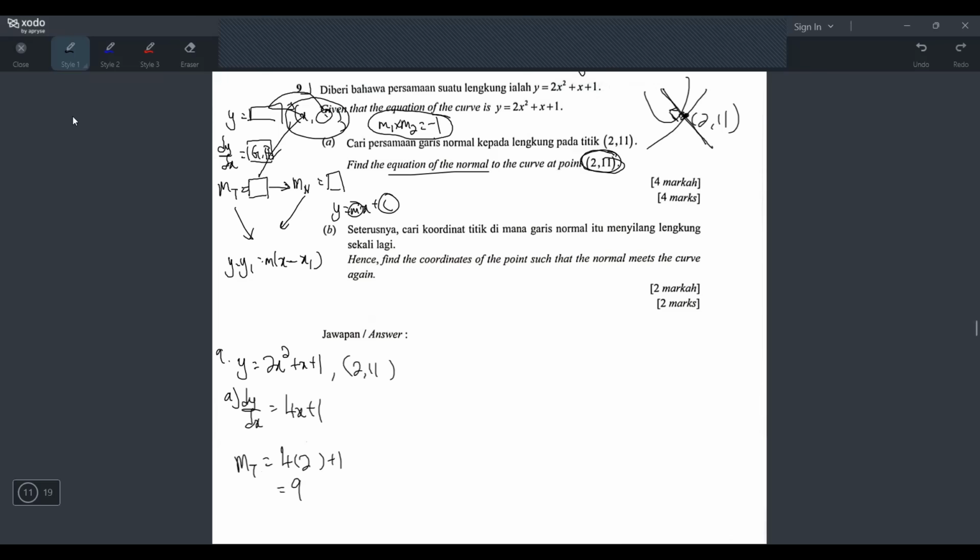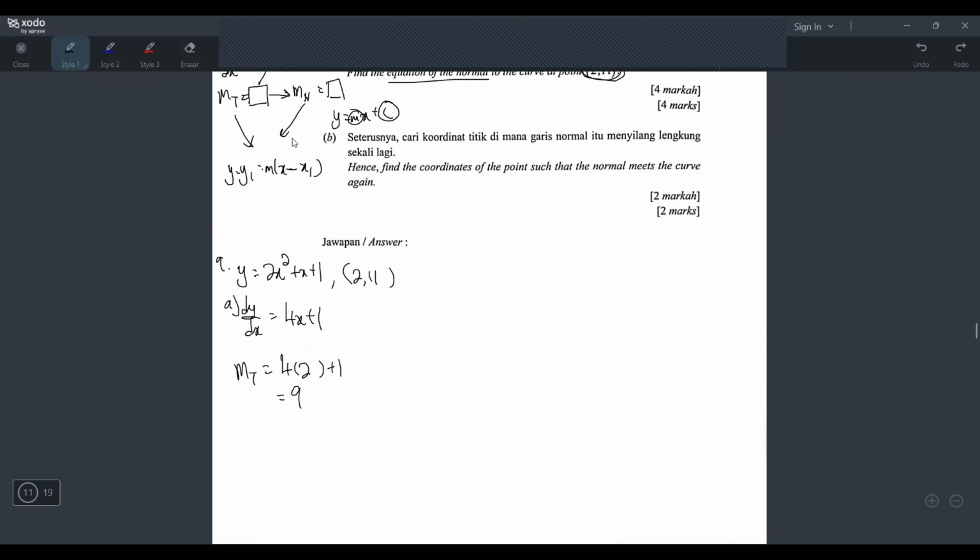So since you have the gradient of the tangent, now can I find my gradient of the normal? Yes. How to find? They are perpendicular, right? So mt times mn equals -1, and your gradient of the tangent is 9. So your gradient of the normal, you can find now, it will be -1/9. And now you have your gradient of the normal.